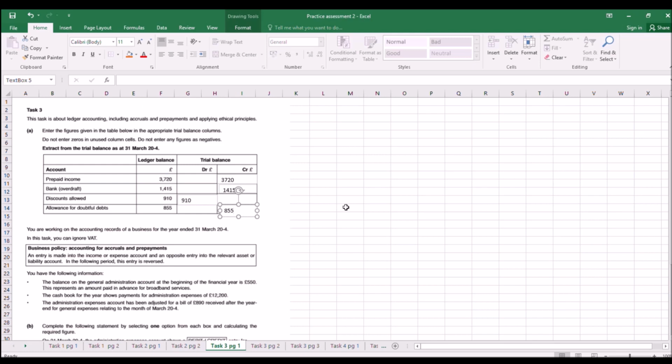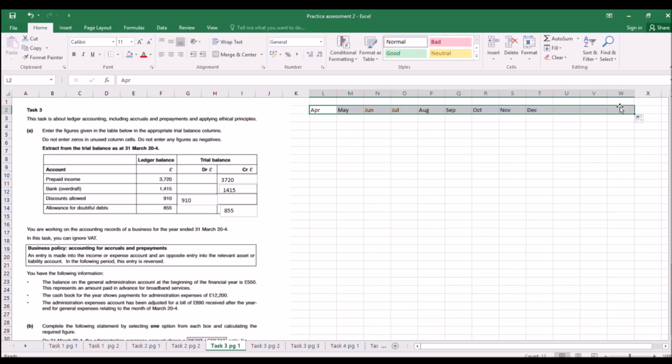Nice. And now let's get on to task B, shall we? You're working on the accounting records for a business with a year end of 31st of March 2014. And remember, we've already been told that this is prepayments and accruals land. So we're going to have our timeline up here, and we're going to lay that out.